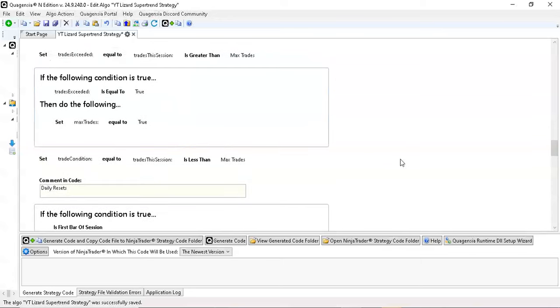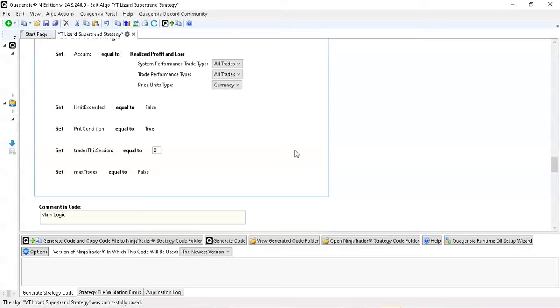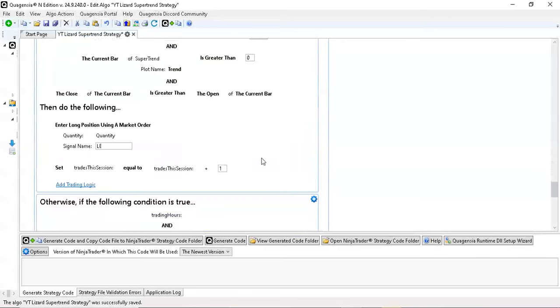All right, so this checks if our entry conditions are met and if our trade condition is true, meaning we haven't hit our max trades for the session. If both are true, we enter the trade, and add 1 to our counter.